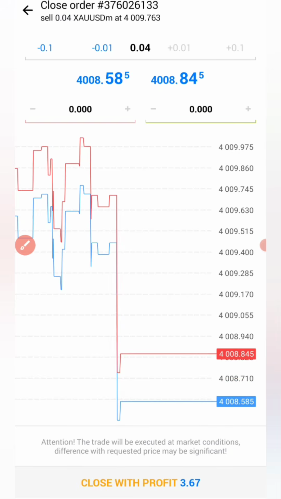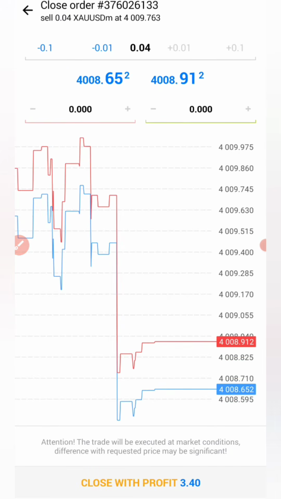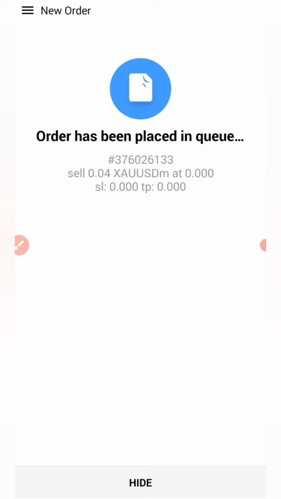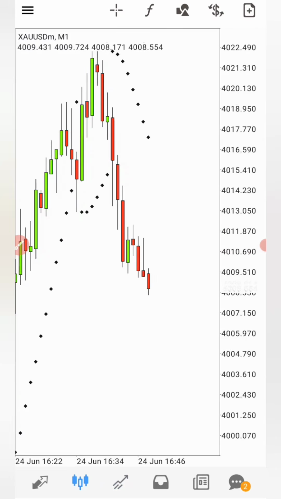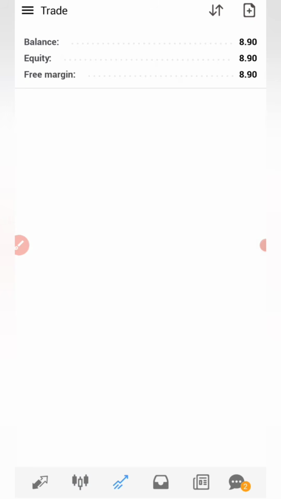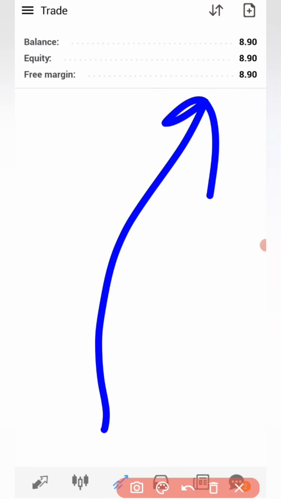Right now it's in deep profit, $3 profit, and I want it to increase a little bit, around $5. That's okay right here. Okay, we end up closing with around $4, which is still okay, taking our account to $8.90.